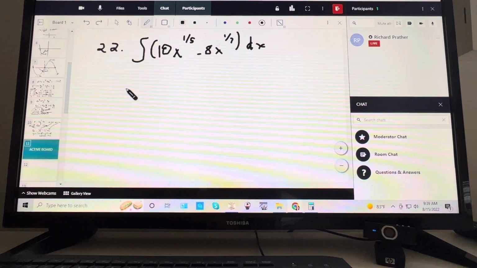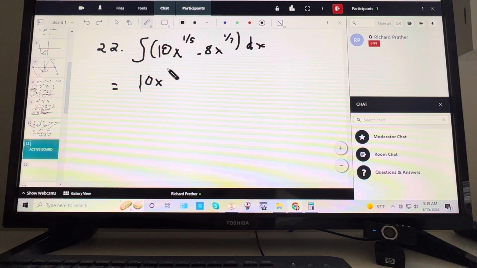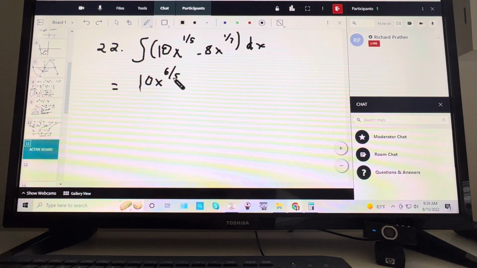Okay, this is the power rule for antiderivatives. You first write your 10x, then you increase the exponent by 1 instead of decreasing it by 1. 1/5 plus 5/5 is 6/5, and then you divide by that new exponent.